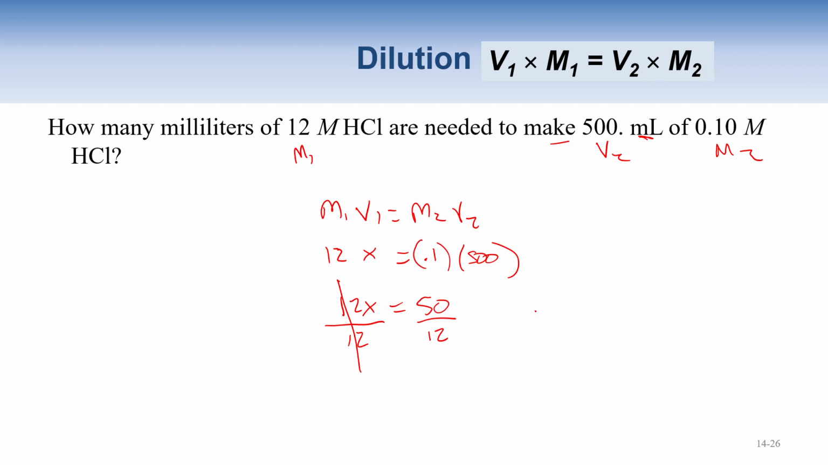We get 4.17 mils of the stock. So in order to make this solution, we are going to add 4.17 mils of the stock, and then we're going to fill water up to 500 mils total.